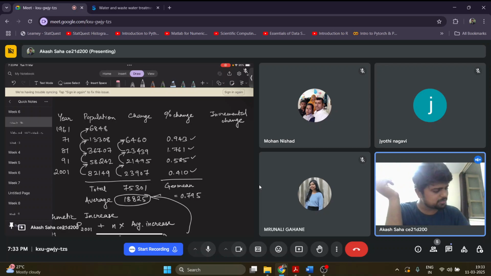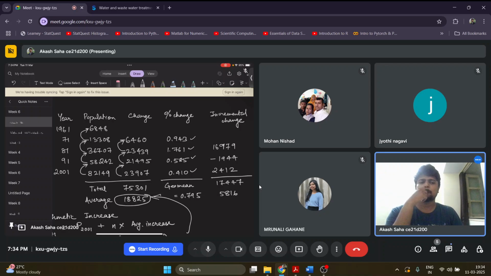Okay, so for the first change, the incremental change will be 16979. Then it is decreasing, it is minus 1944. Then again it is increasing, that is 2412. So here also, first we will calculate the total. It will be 17447, and then the average. So by 3, it will be 5816. Okay, so this is my incremental average increase.